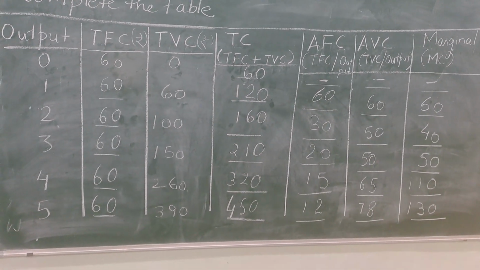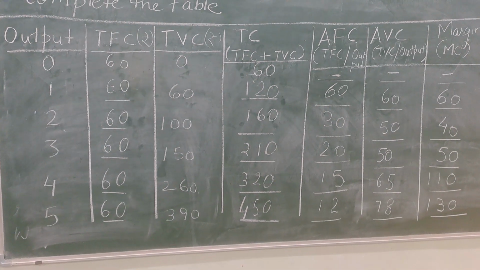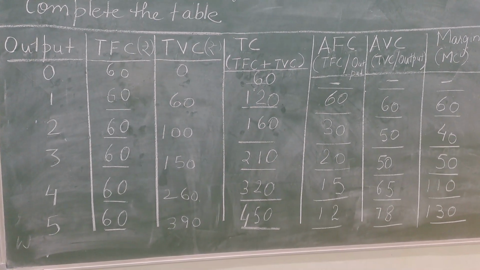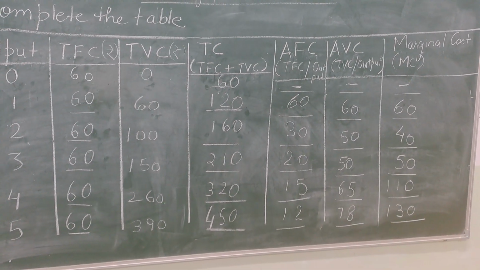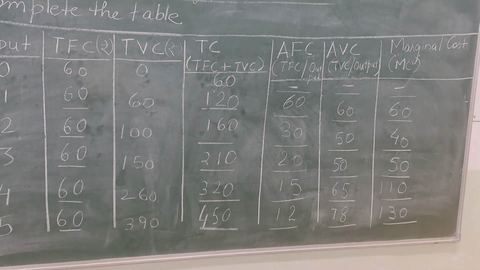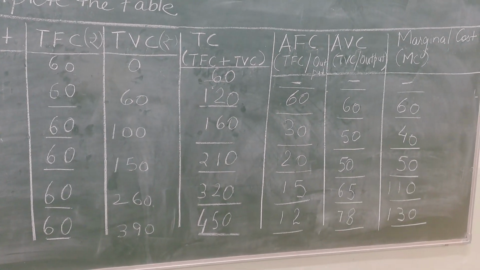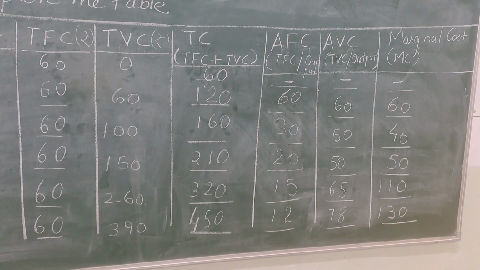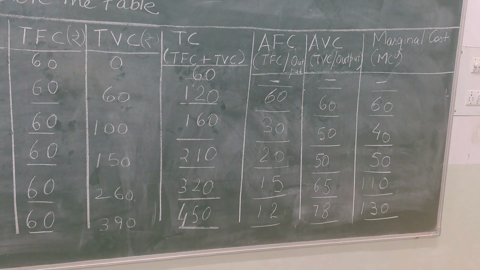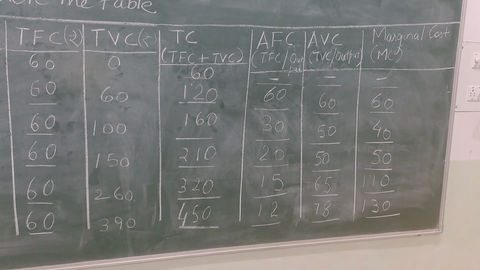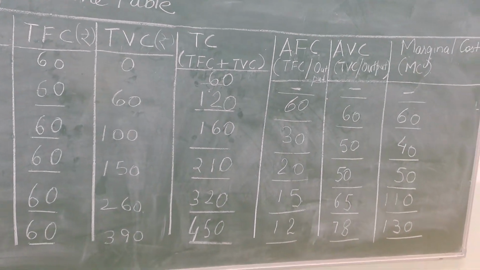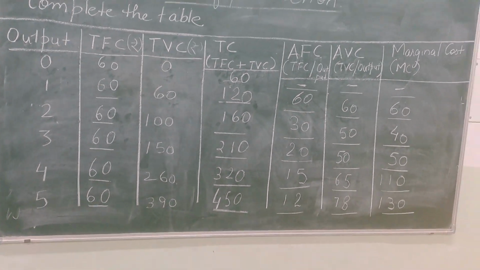Marginal cost, the first one is nothing because it is starting with 0 output. So there is nothing above it. So dash. Second marginal cost will be 120 minus 60 is 60. 160 minus 120 is 40, 210 minus 160 is 50, 320 minus 210 is 110 and 450 minus 320 is 130. So this is how you calculate marginal cost.